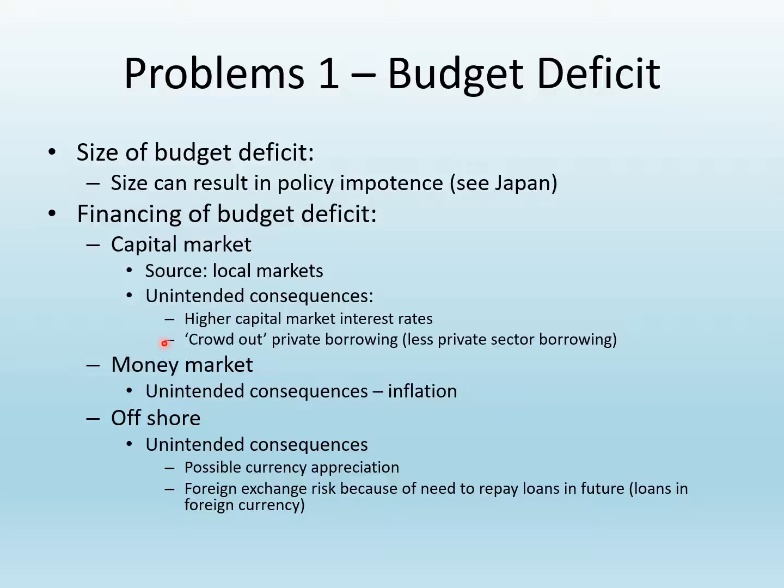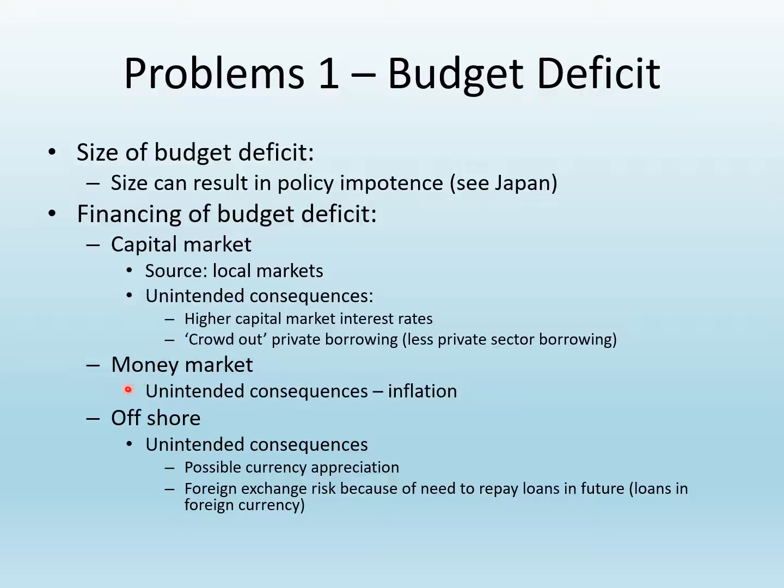In other words, the increased borrowing from government results in higher interest rates in the capital market, which makes private sector borrowing too expensive, and private sector investment is therefore reduced. To talk the talk of economics, the private sector is crowded out.